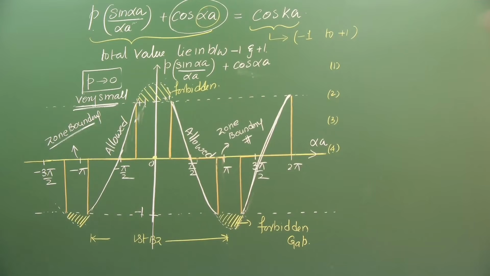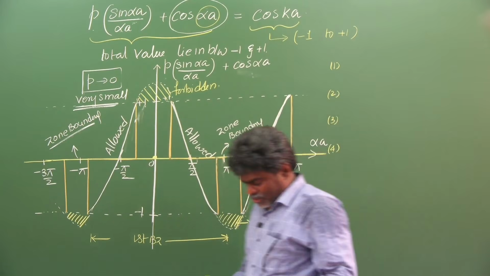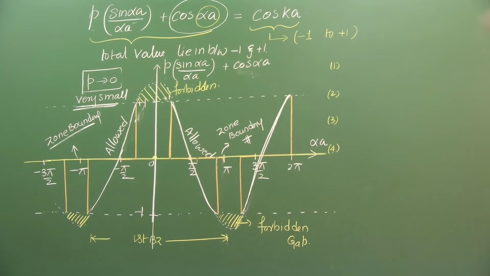The energy spectrum of the electron consists of alternate regions of allowed energy bands.